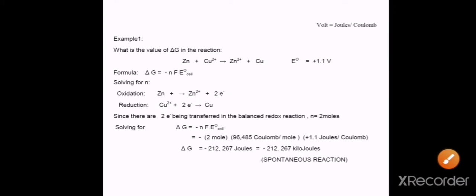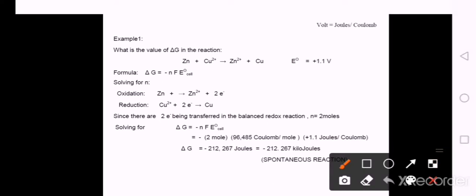Okay, let's have an example. What is the value of delta G or Gibbs free energy in the following reaction? So zinc plus copper ion producing zinc ion plus copper, if the cell potential is positive 1.1 volts. So binigay na yung E naught or cell potential, pero alam naman nating mag-compute just in case hindi binigay itong portion na to.